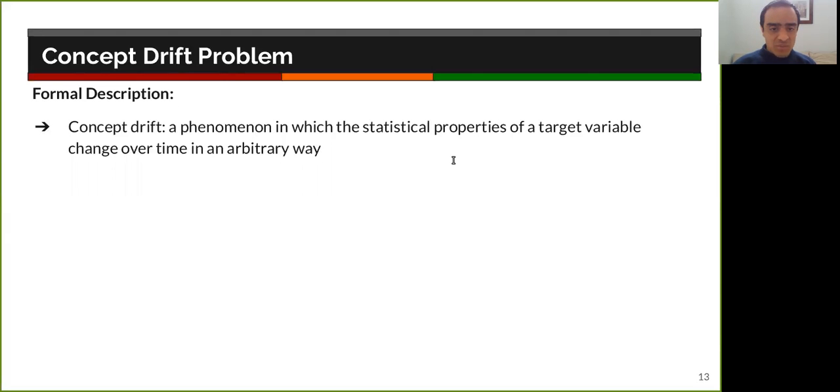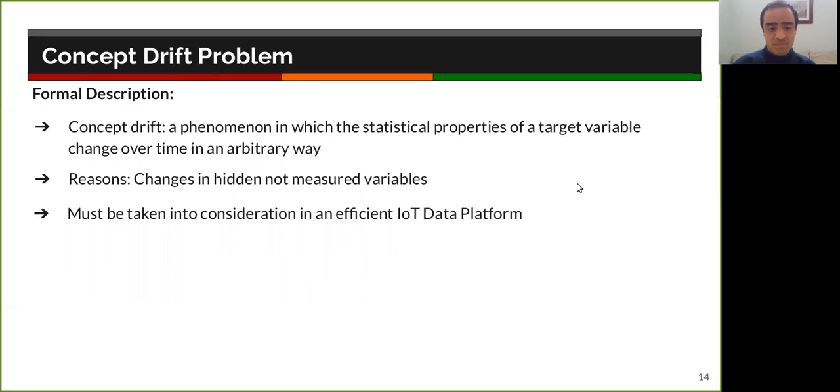Now about the concept drift problem. The phenomenon known as concept drift is a situation that may occur when using machine learning-based analysis, in which the statistical properties of a target variable change over time in an arbitrary way. The reasons for that are usually changes in hidden, not measured variables. When that happens, the model's accuracy tends to drop. The situation should be taken into account when building an efficient IoT data platform.